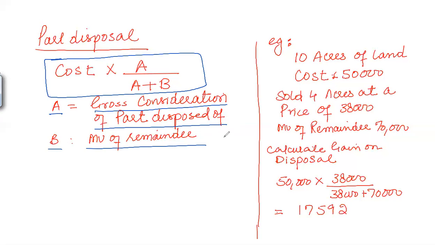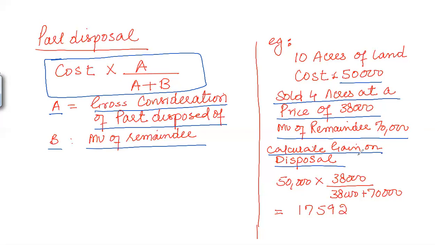So for example, 10 acres of land has been purchased at a cost of 50,000, and then 4 acres of land has been sold at a price of 38,000, with a market value of the remaining land of 70,000. Calculate gain on disposal. So first of all, what you have to do is to find out the allocated cost of the 4 acres of land. So we apply cost into A upon A plus B. So cost was 50,000, A was 38,000, and then A plus B.